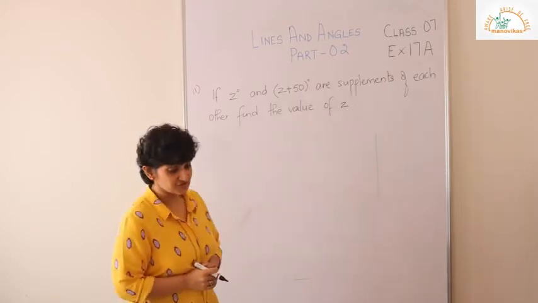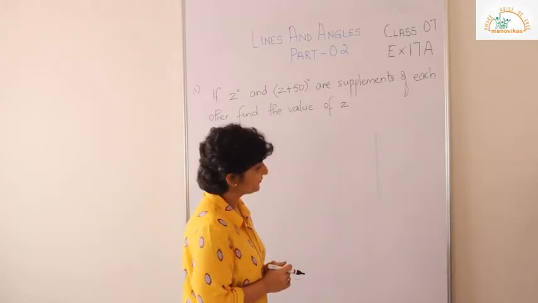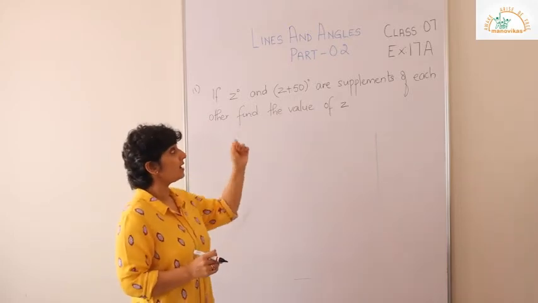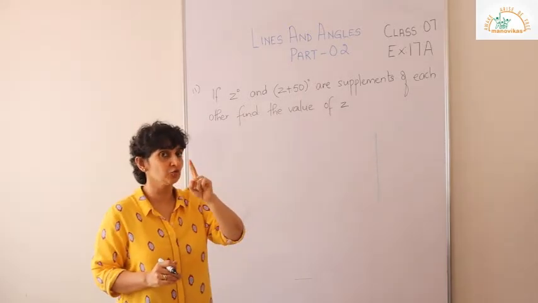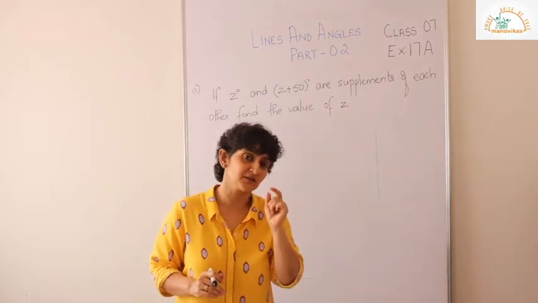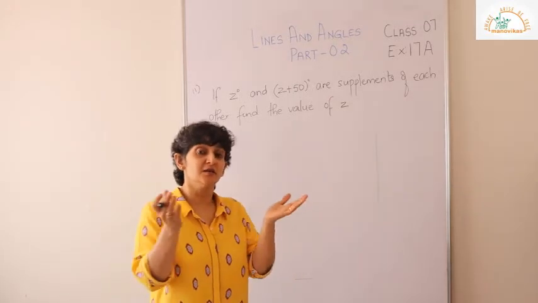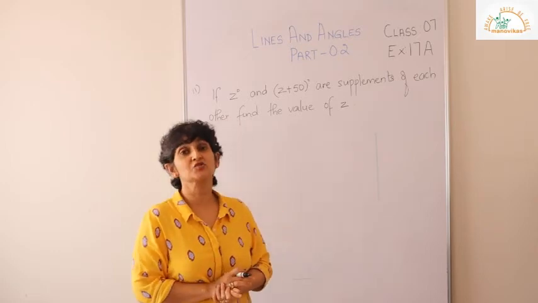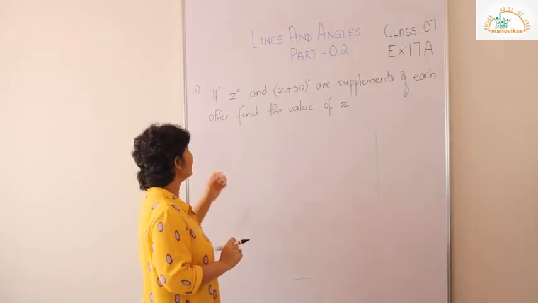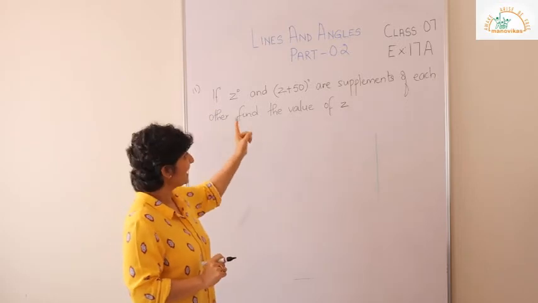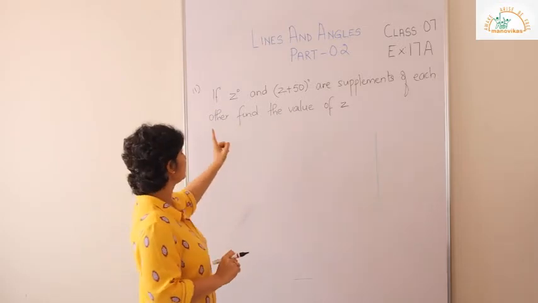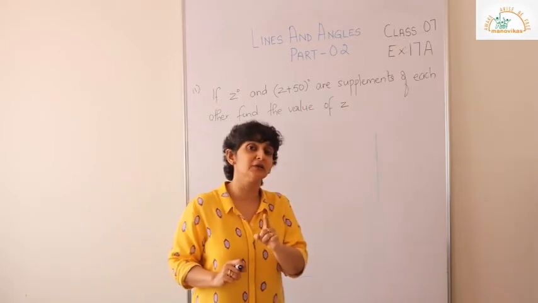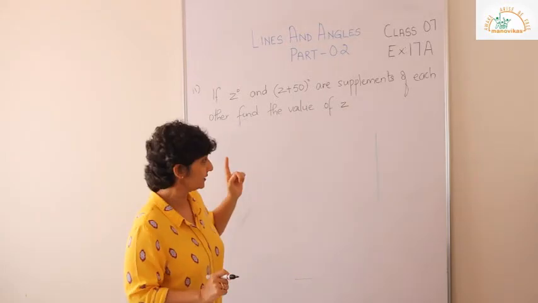Now children, let's read question 11. If z and z plus 50 are supplements. Now you know what supplement means. Supplement means when you add the measures, the sum should be equal to 180 degrees. So if z and z plus 50 are supplements of each other, find the value of z. It is very similar to the sum which I did earlier.